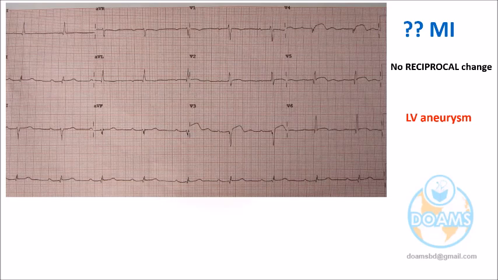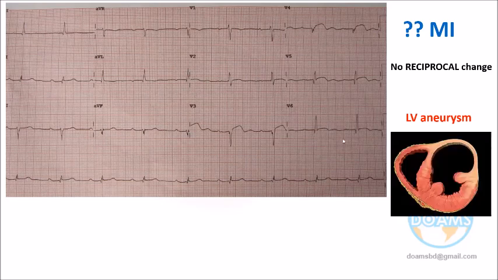Initially, there was reciprocal change. Later on, after resolution, reciprocal change is gone, but ST elevation persisted. It is a very, very important ECG finding: left ventricular aneurysm. This is the picture. Left ventricular aneurysm showing ST elevation like that.